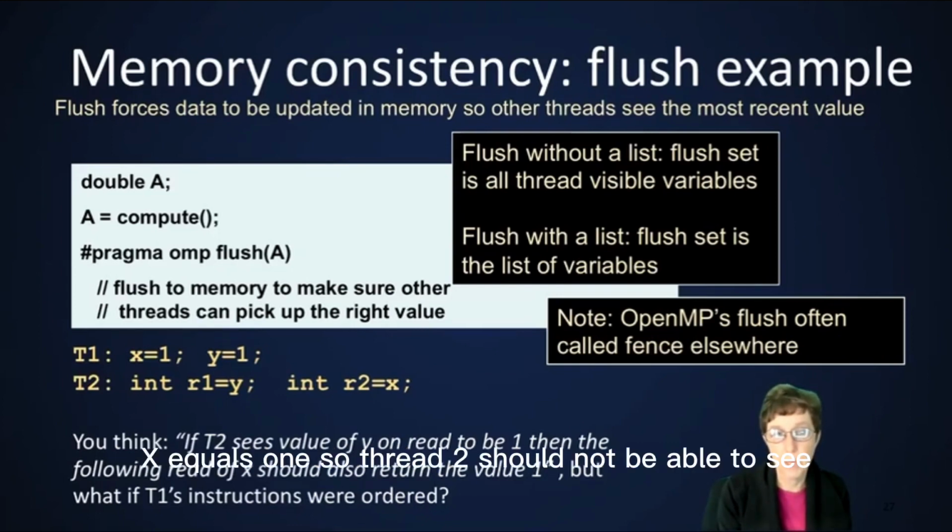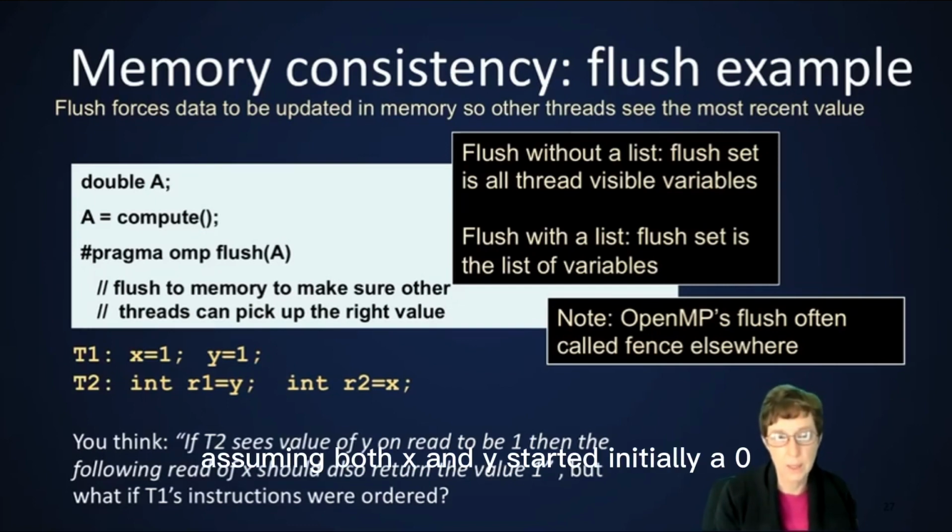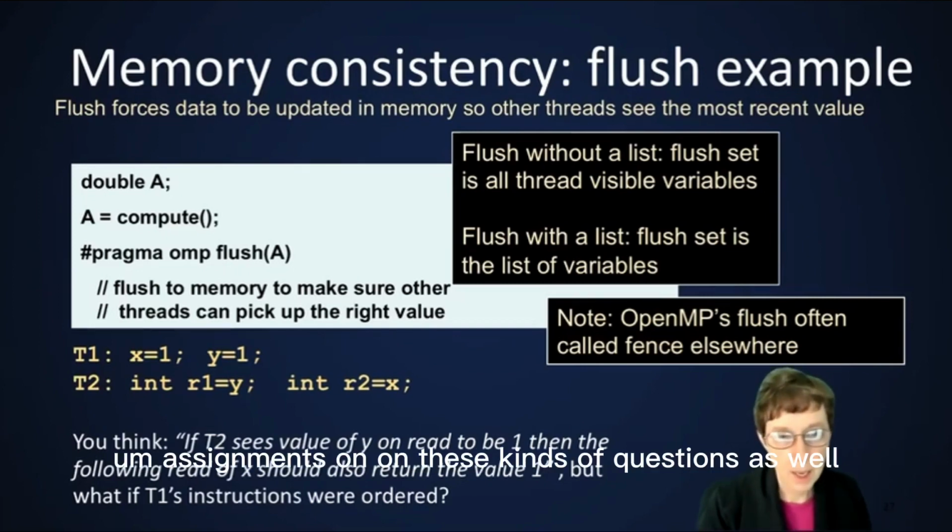So thread 2 should not be able to see a 1 and a 0 coming out of this, assuming both x and y started initially as 0. Okay, and you've got homework assignments on these kinds of questions as well.